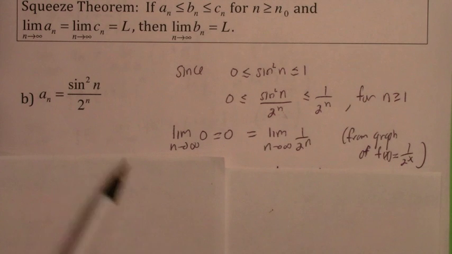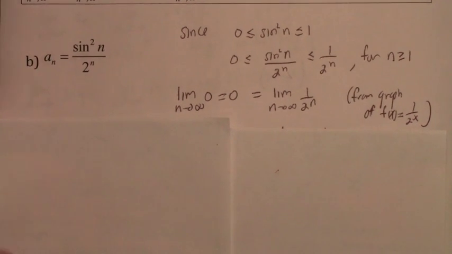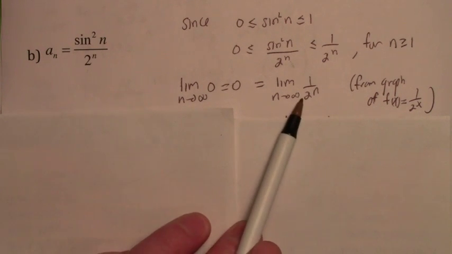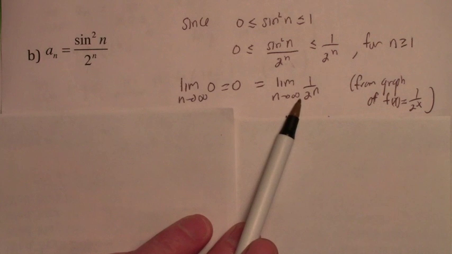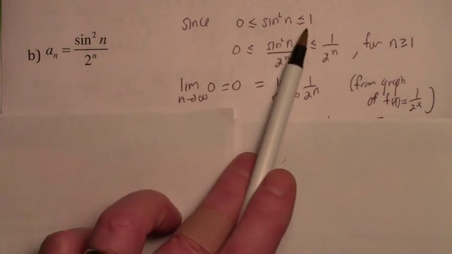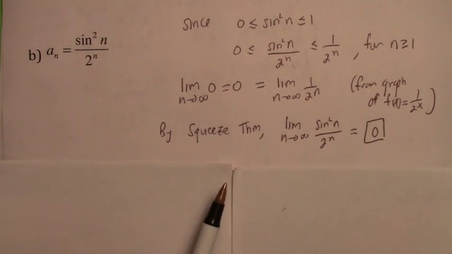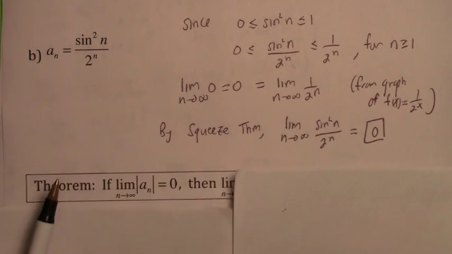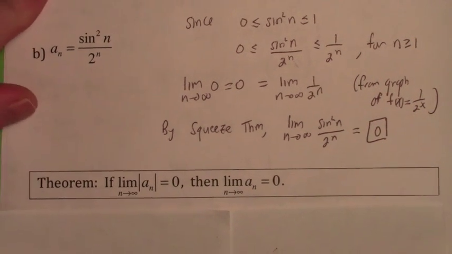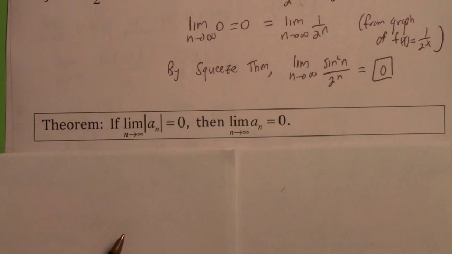If you look at the graph of 1 over 2 to the x, you can see that the entire graph is getting close to 0. So this limit of 1 over 2 to the n also gets close to 0. So since the left side gets close to 0 and the right side gets close to 0, the thing in the middle must get close to 0 also by the squeeze theorem. Pretty nice, huh? Here's another property that's kind of nice for computing limits of sequences.